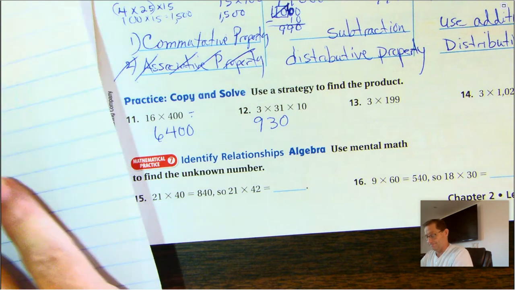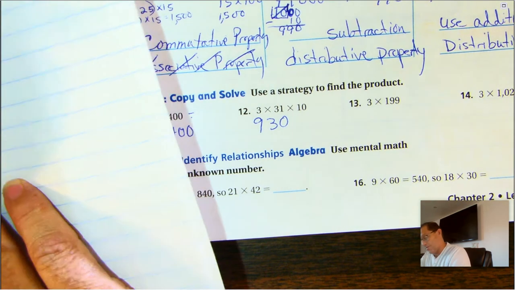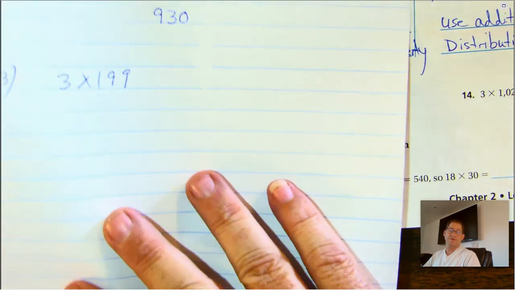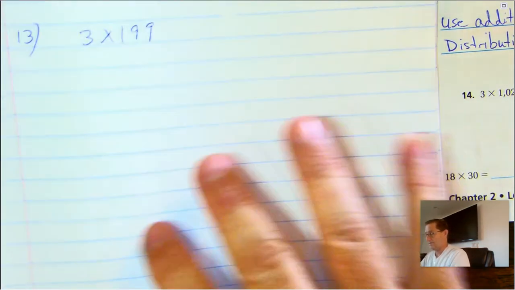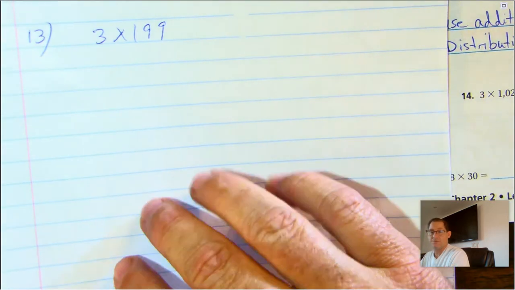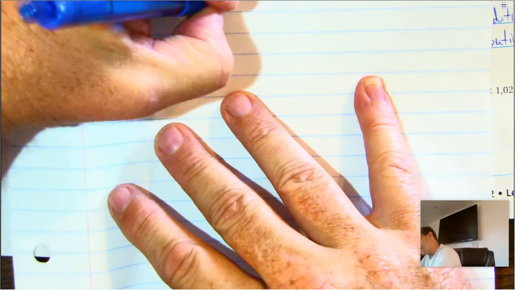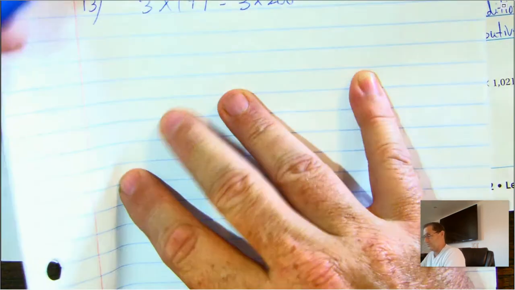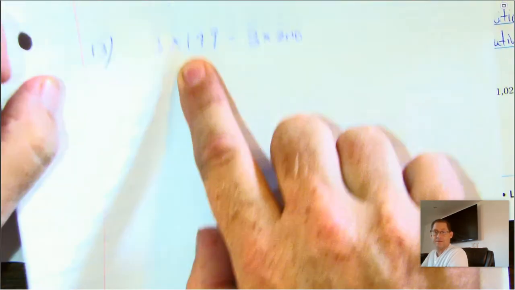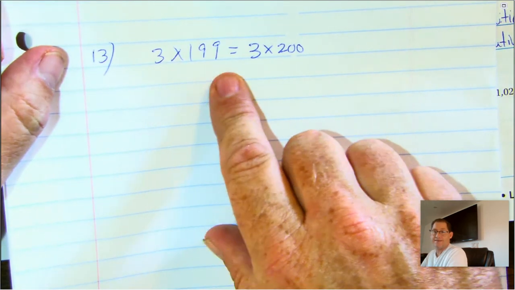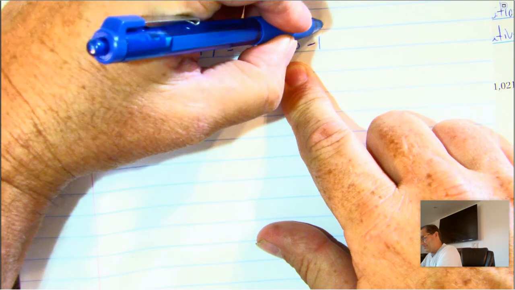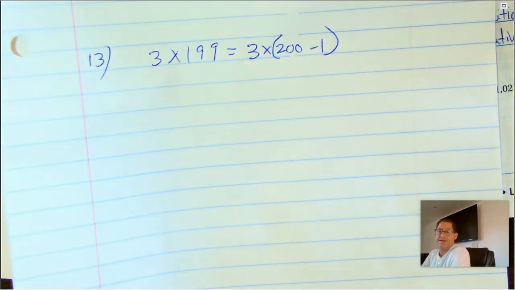Number 13. 3 times 199. Oh my goodness, that's so close to 200. And if it was 200, it would just be 3 times 200. Let's do that. That's much easier. So this 3 times 199 is the same as saying 3 times the difference of 200, take away 1.